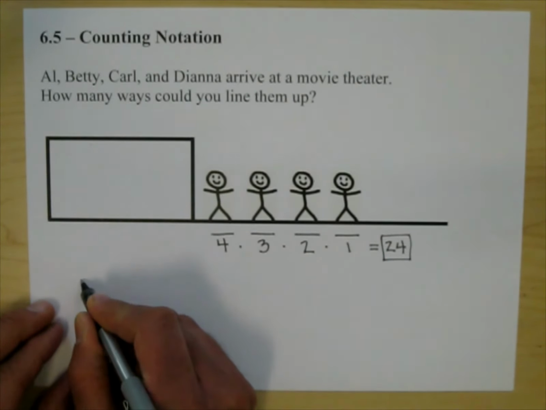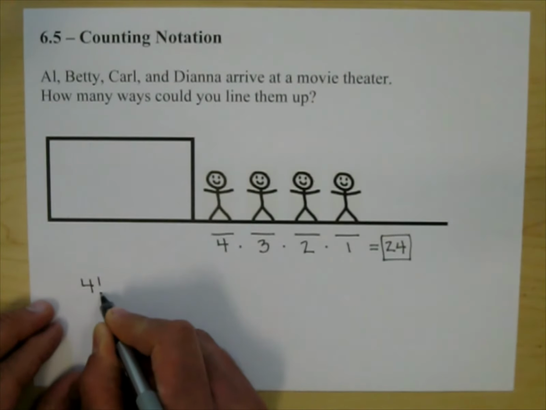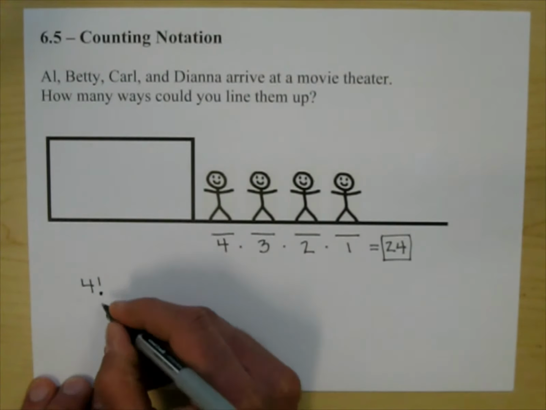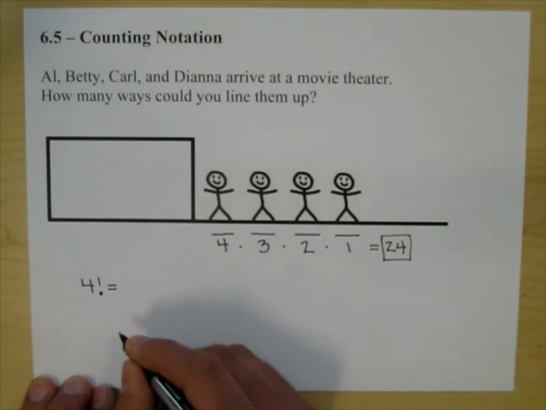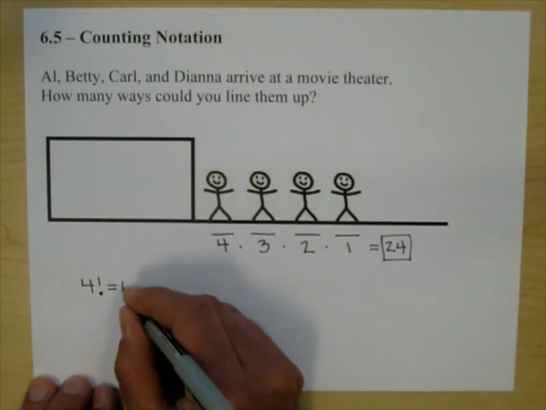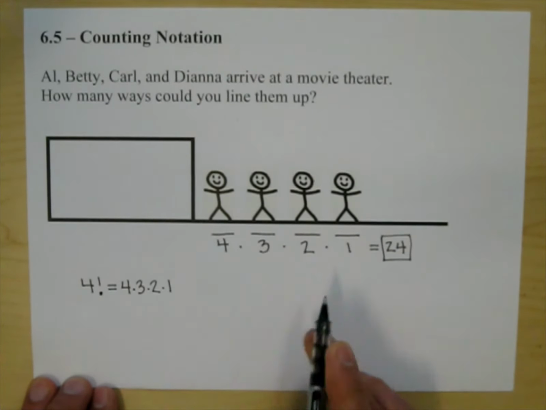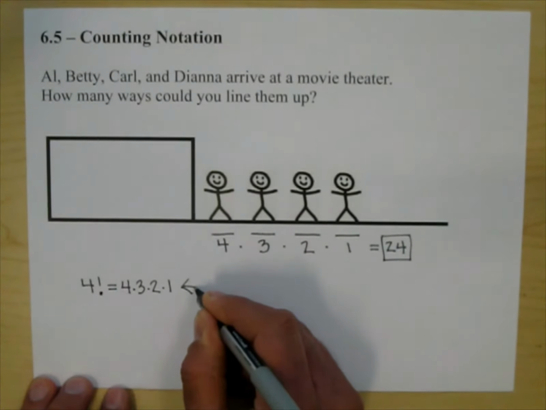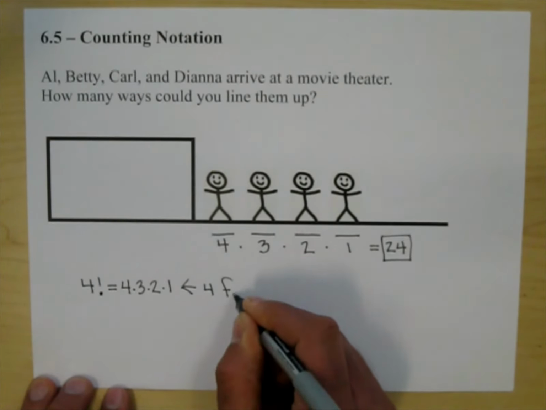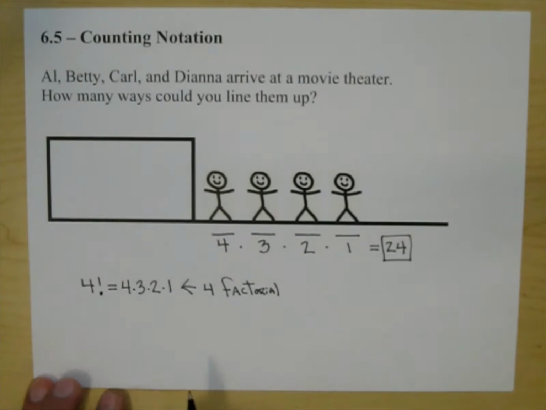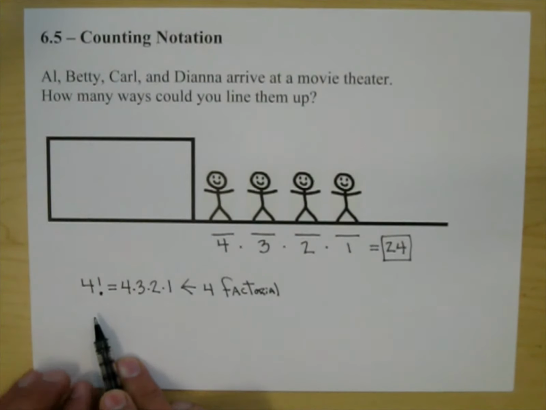What this is, that right there, it's a 4 and an exclamation point. We don't yell out 4! That's not what we do. This is called a factorial. So what this means is 4 times 3 times 2 times 1, which is exactly what we have up there. And this is called 4 factorial.